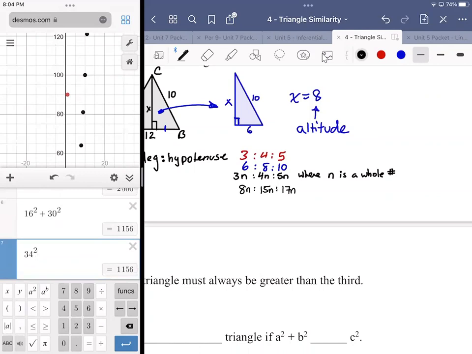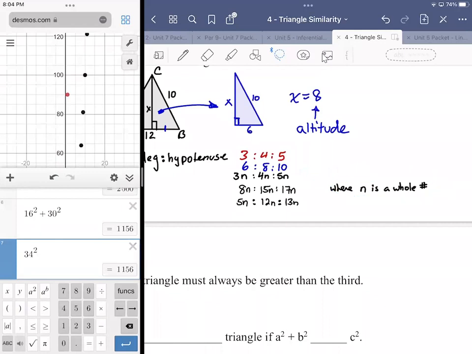I didn't try the 8, 15, 17 because I knew that one would work. All these 3 numbers are just multiples of 8, 15, and 17. Right? They're in proportion. 5, 12, and 13 is the last set. So 5n, 12n, 13n. Right? So in each case, n is a whole number. These are just general rules that help us identify Pythagorean triples.